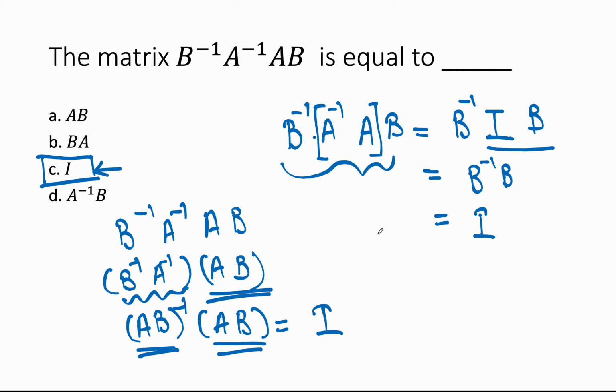Then the next question was straightforward, where the inverse of B inverse of A times AB was asked, and we took the two matrices at a time and then found out that it is identity.